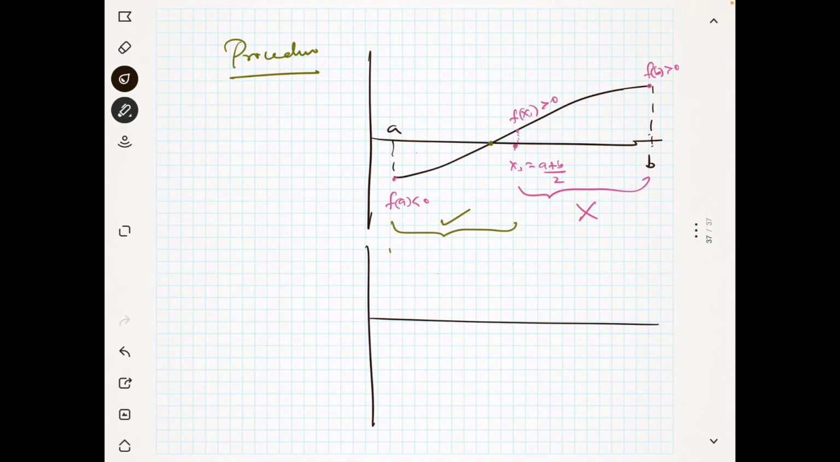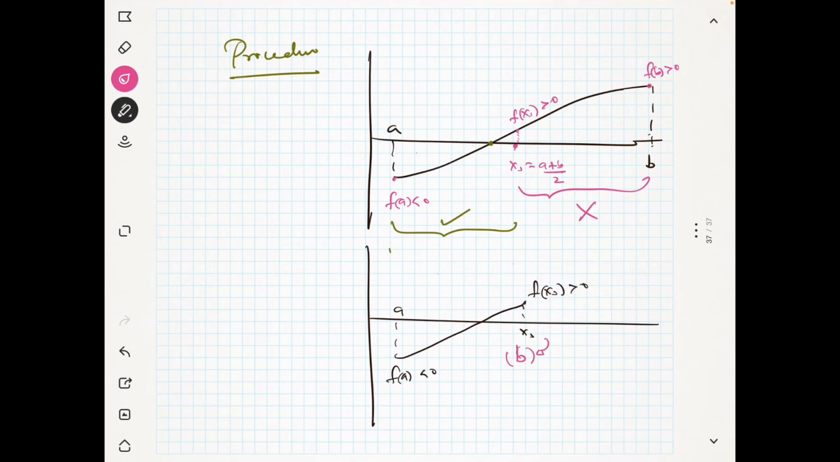So I will plot this. This is your x, and this is your a, and this is f of a, which is less than 0, and f of x is greater than 0. And this new x, I will call it my b. That means our x, I will call it b.